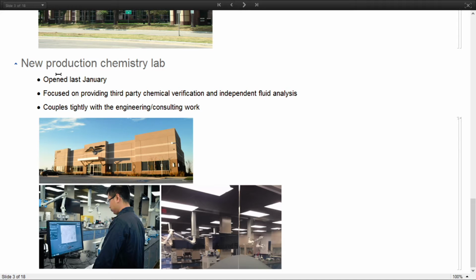And it couples tightly with the engineering work. When you've got models that you're running simulations, they require parameters that you get from running these kinds of analysis on the fluid samples themselves. So it couples very tightly with it, and it was something we're aiming to increase as far as coupling even more in the future.